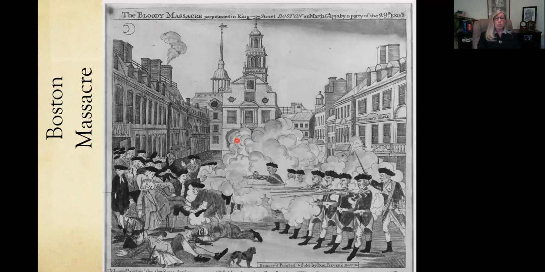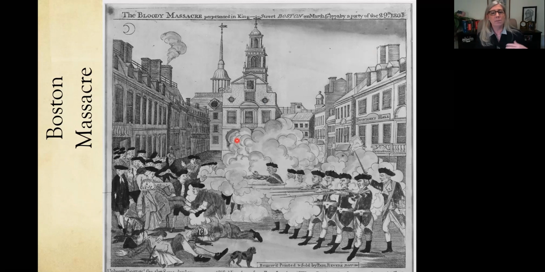Well, one night in March, teenage boys were roaming around in front of the Customs House, and they began to call the soldier names, terrible names like Lobsterback, right? Because he's wearing that bright red coat. And they start throwing snowballs, and the guy's a little concerned, and so he sounds the alarm, and some more soldiers show up. In total, there end up being 9 soldiers here in front of the Customs House, and they form a line. And the boys are throwing snowballs, and the crowd's kind of gathering when the rest of the soldiers show up. And all of a sudden, a shot rings out.